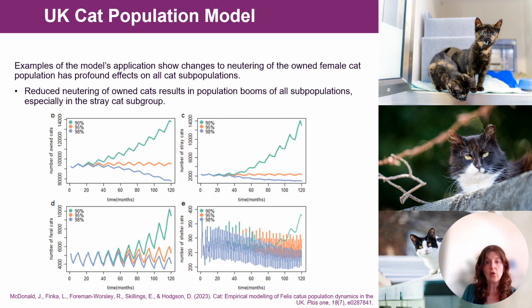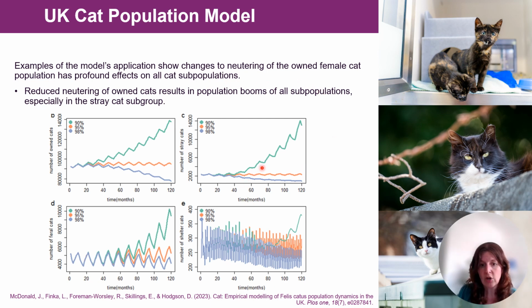So we focused on owned cat neutering and found that just changing aspects of this single parameter had profound effects on all subpopulations. First, we looked at neutering prevalence, so low, medium or high owned cat neutering. These figures show the predicted numbers of cats over a 10-year period with the same starting populations. You can see here when fewer owned cats are neutered, as highlighted by the green line here, we get population increases. So we get these population booms, and especially for the stray population here in the top right figure.